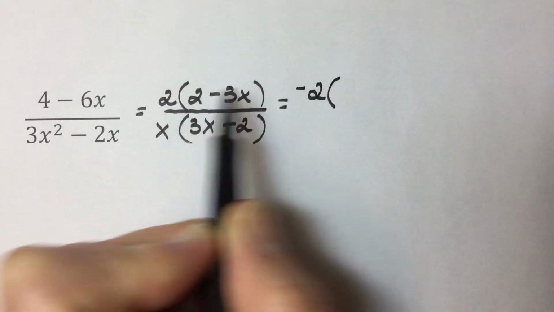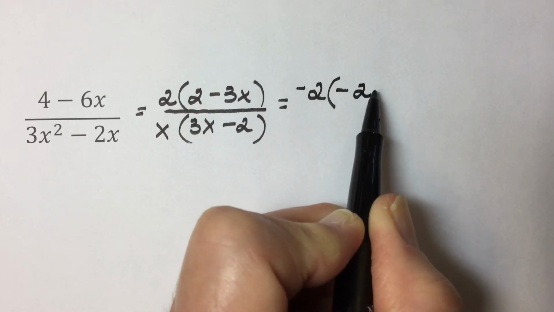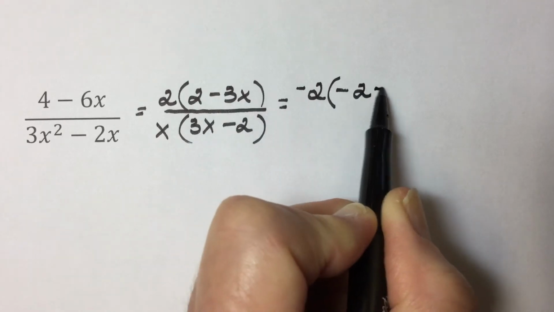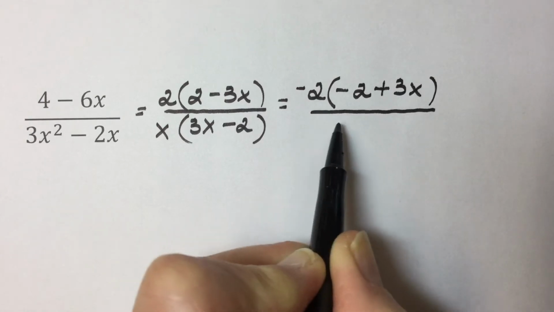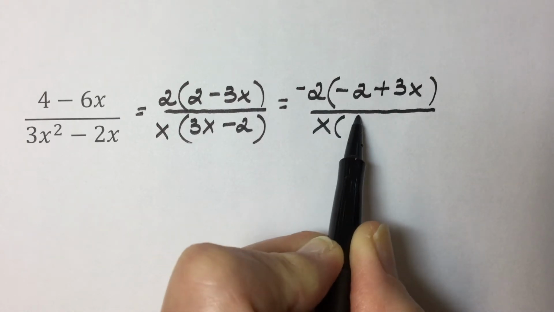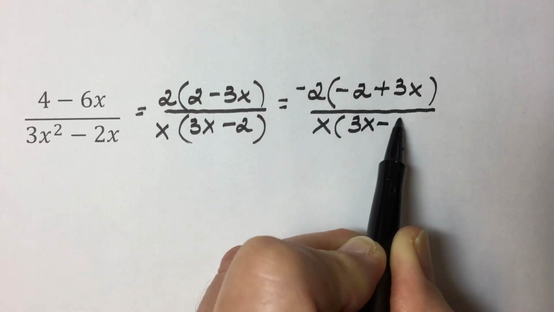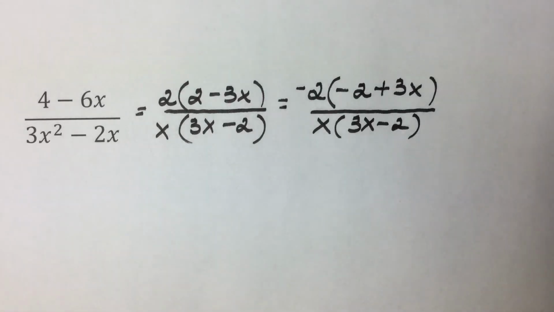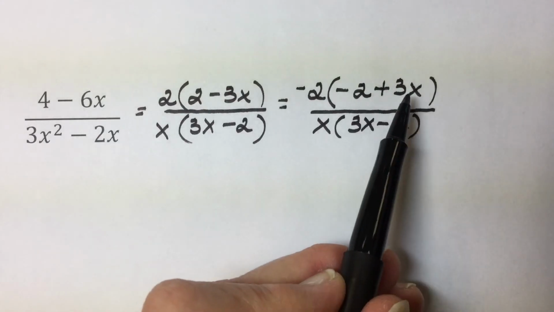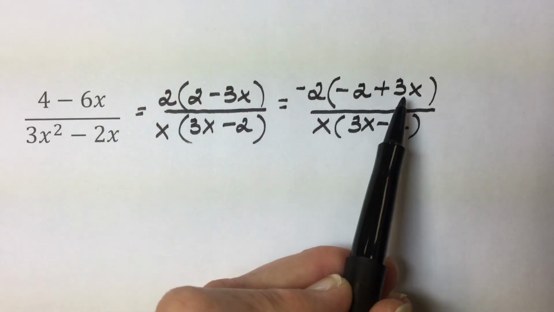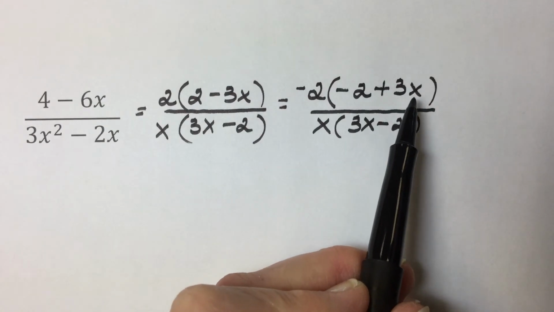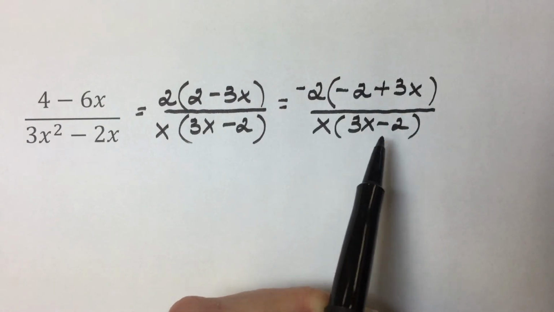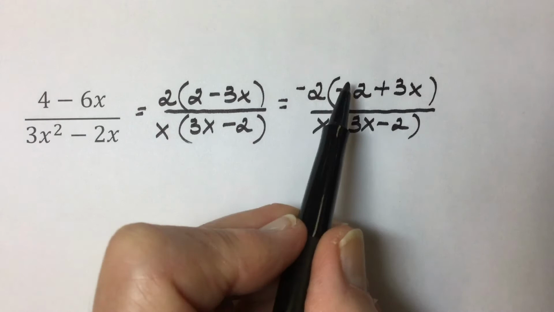Dividing or factoring out a -1 leaves a -2. Here it'll switch the sign to a positive 3x over the factored form in the denominator. And again, like we did in the last problem, the commutative property says that this -2 plus 3x is equivalent to 3x minus 2, which is what we have in the denominator.